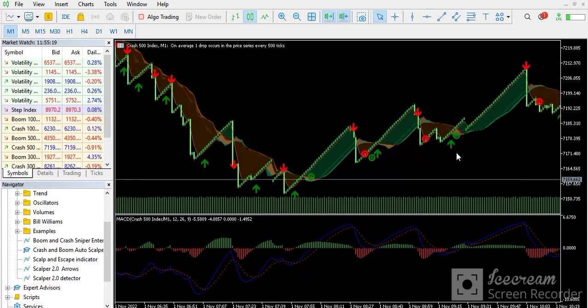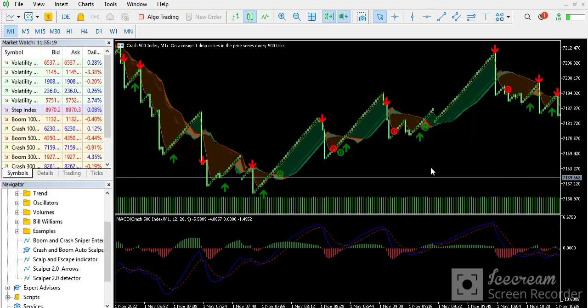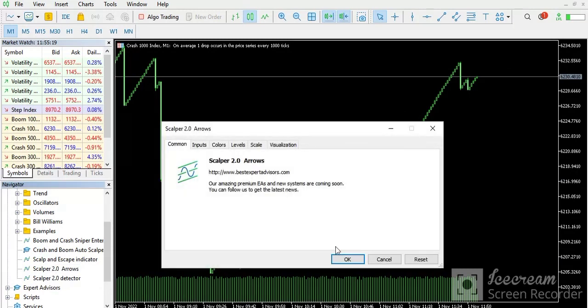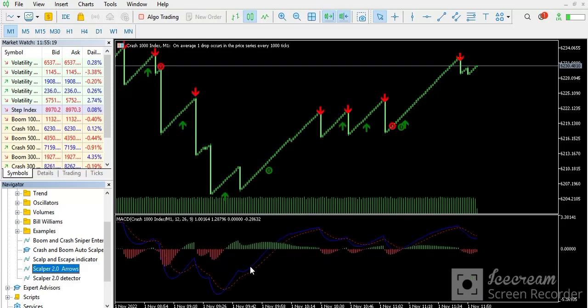As you can see right here, there is a cross on the OS, there is a circle that pops up, and there is also a change in the other indicator in the main chart. That is simple. And let us add it from scratch. Let us add indicators. This is Crash 1000. Let us add the indicators and see how simple it is.